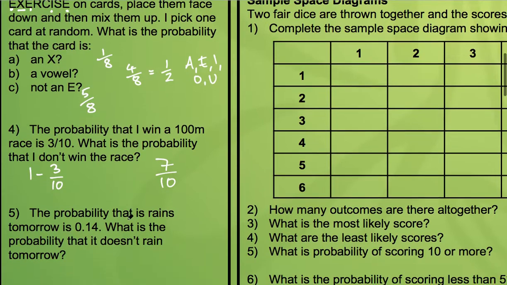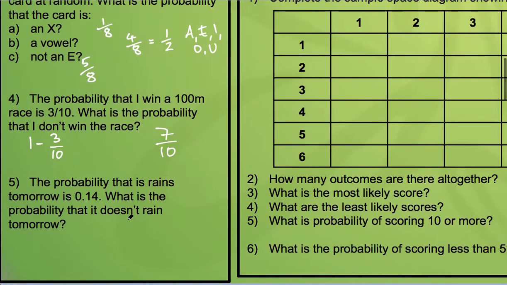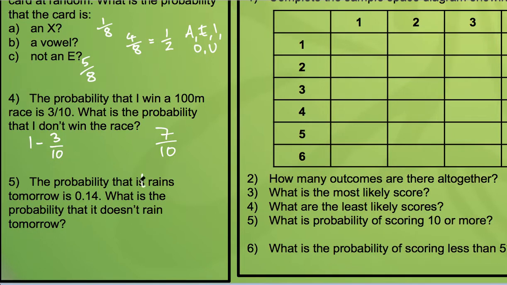Same idea in question 5. The probability that it rains tomorrow is 0.14. What is the probability that it doesn't rain tomorrow? 1 minus 0.14, which is 0.86.